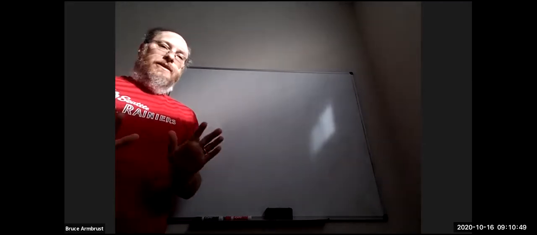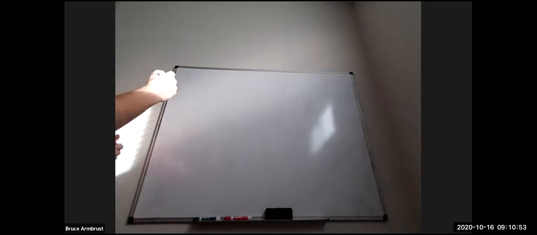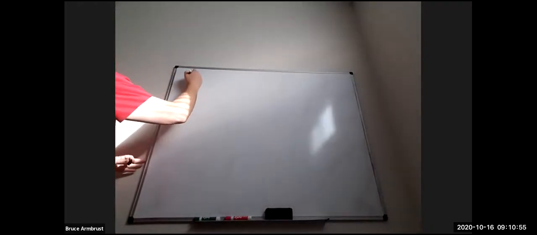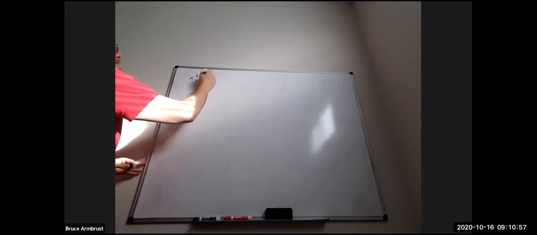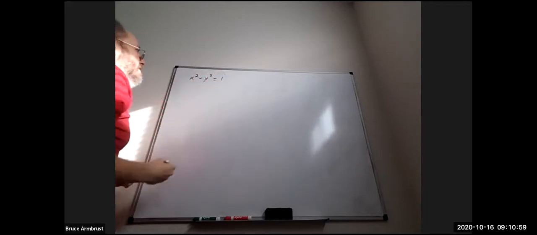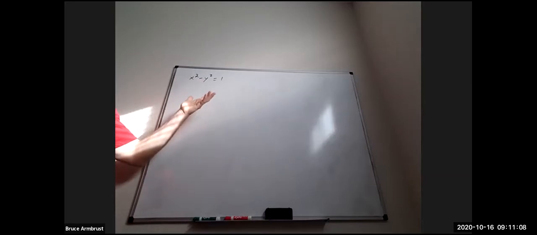So let me just start with an example of what I want to do. Suppose I ask you this question. All right, I'm going to give you an equation here. X squared minus y squared equals 1. All right, so this is the graph. There's a graph of this, right? There's something. A circle? Graph.